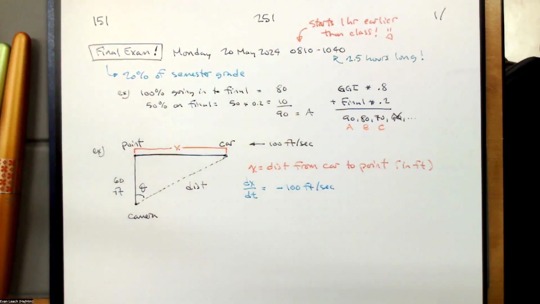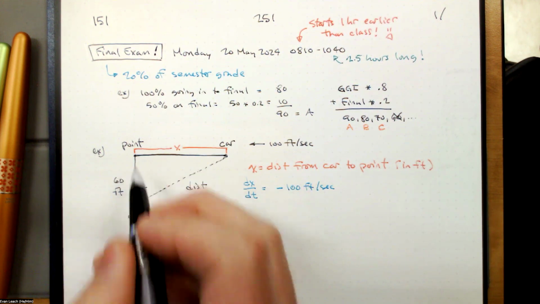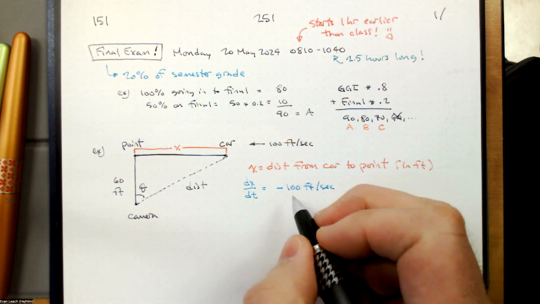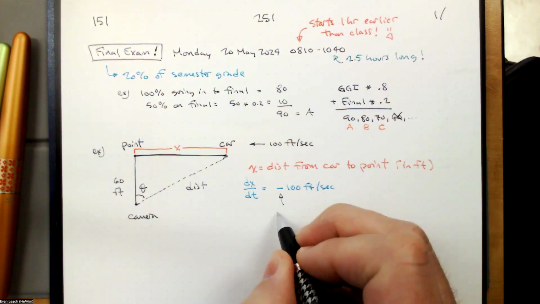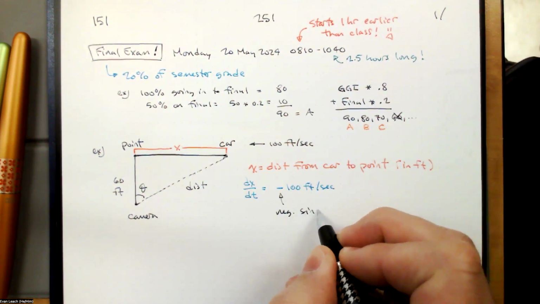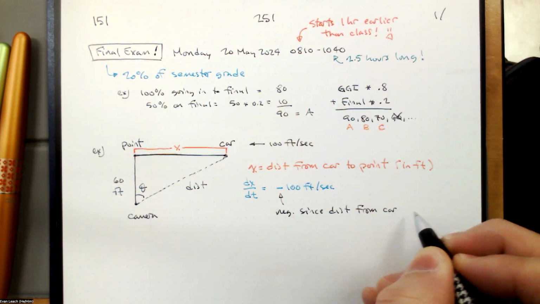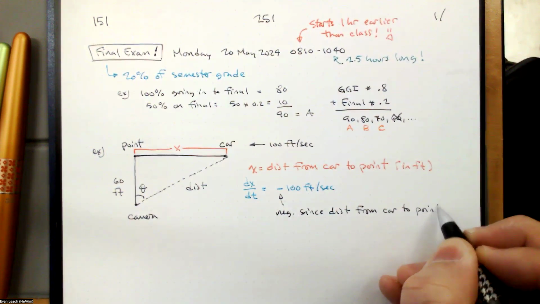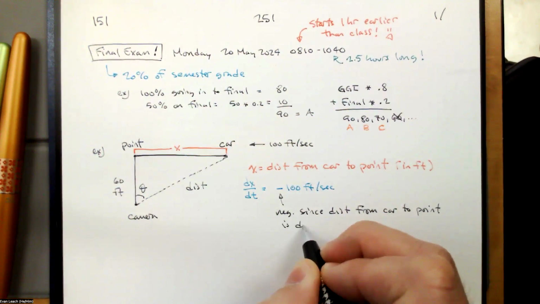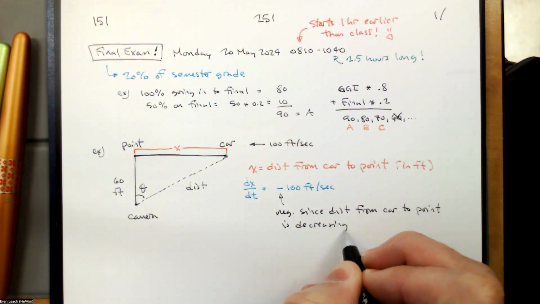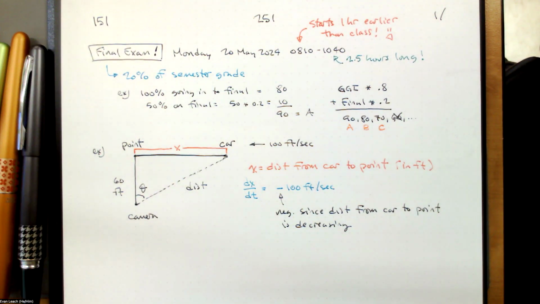The reason that we want to make this negative is that the distance between the car and the point is decreasing. In 1 second, when the car is 100 feet from the point, 1 second later, the car will be 0 feet from the point. So the derivative should be negative.